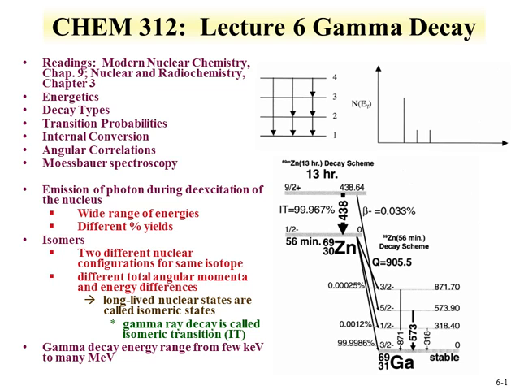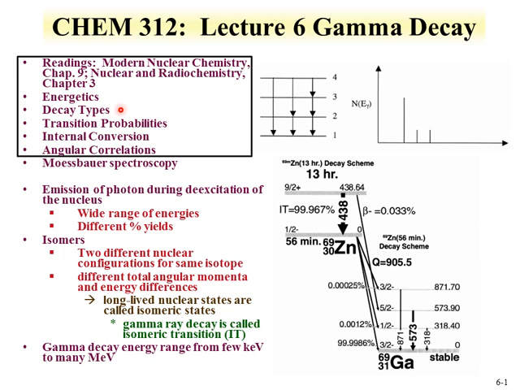The first part will focus on energetics and decay types, mainly the emission of a photon from an excited nucleus. But we'll also talk about internal conversion, where photon emission is not allowed, so other ways for the nucleus to de-excite have to occur.